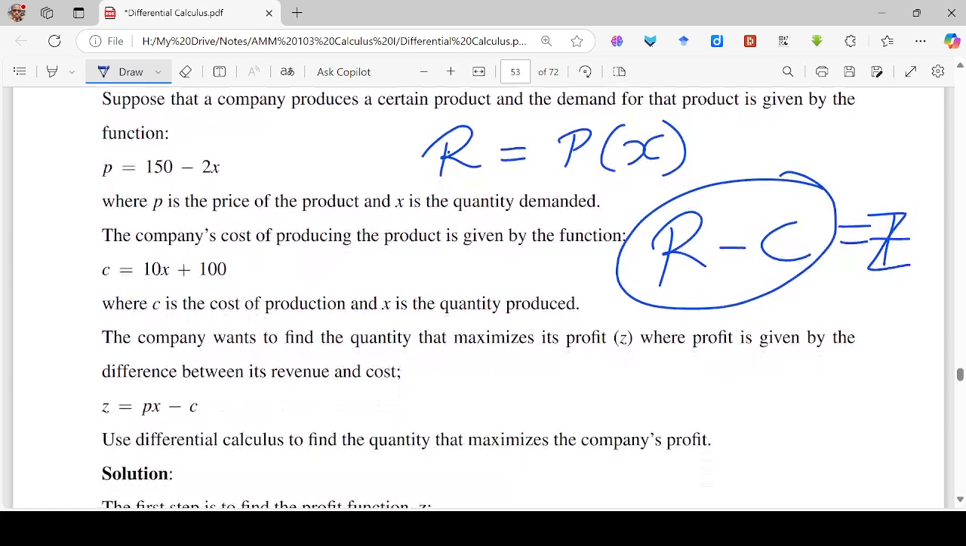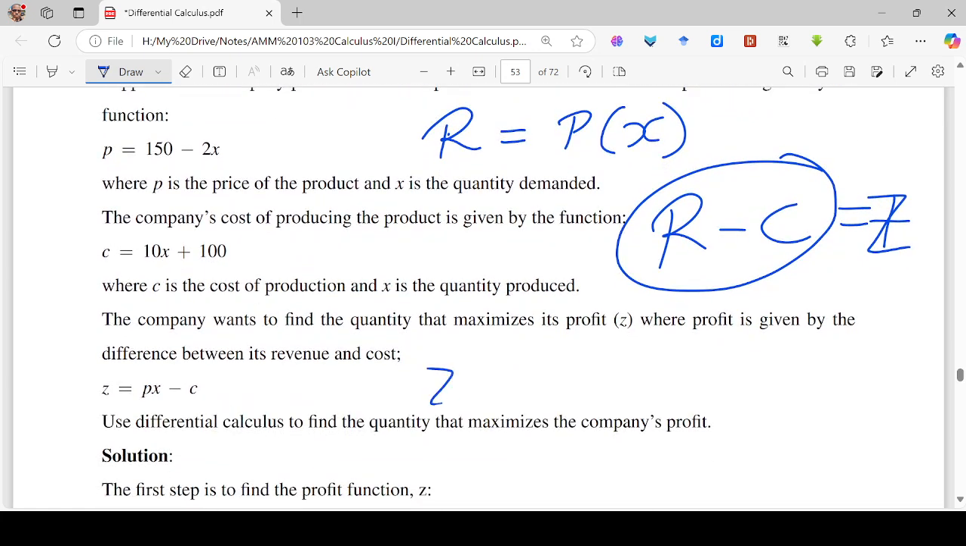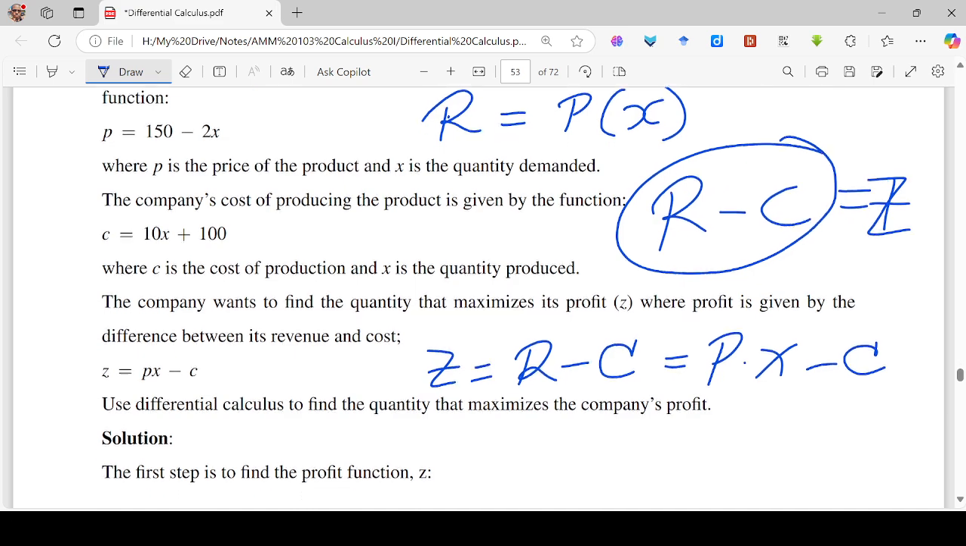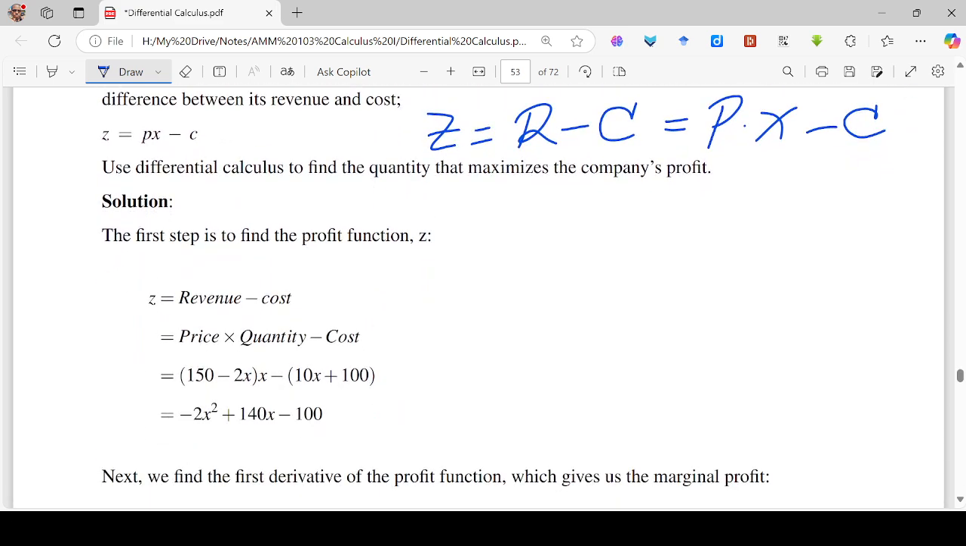So we write Z equals the revenue minus the cost, which is P times X minus C. So the problem here is to use differential calculus to find the quantity that maximizes the company's profit. The first step in this case is to find the profit function, which we have said is given by the revenue minus the cost. So this is the price times quantity minus the cost.